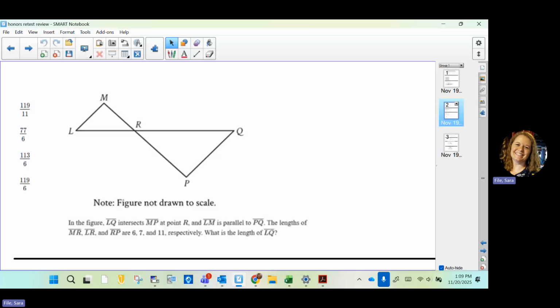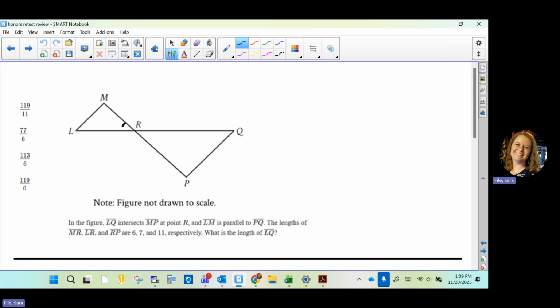I have the answer choices added up here on the screen, so as we're doing it, you can see what the choices were. But in this one, you were told this is not drawn to scale. In the figure, LQ intersects MP at point R. Well, we know that anytime we have an intersection of two lines, we create congruent angles.